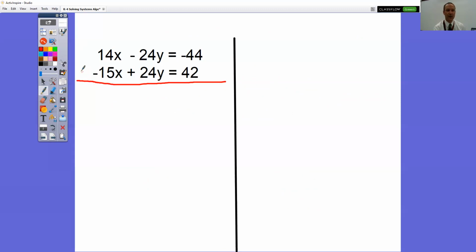Again, notice that you have opposites here already. You have a negative 24y and a positive 24y. So when you add these together going down, those will cancel out. Go ahead and try this one, please.